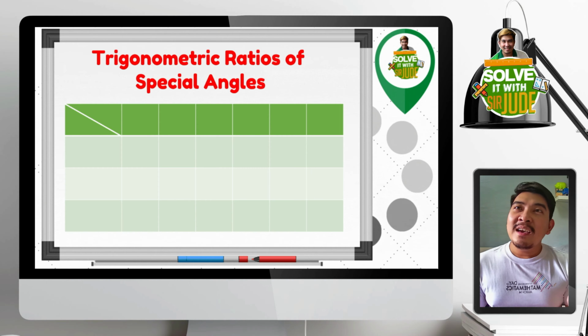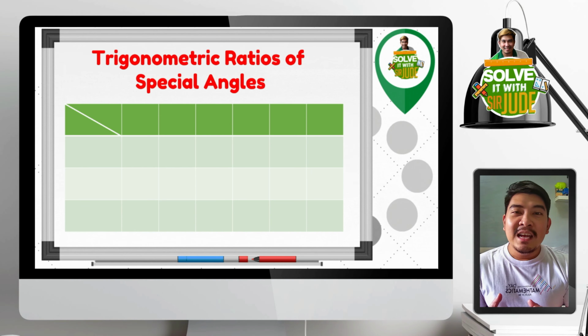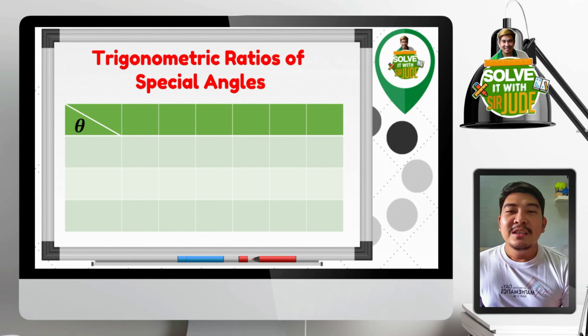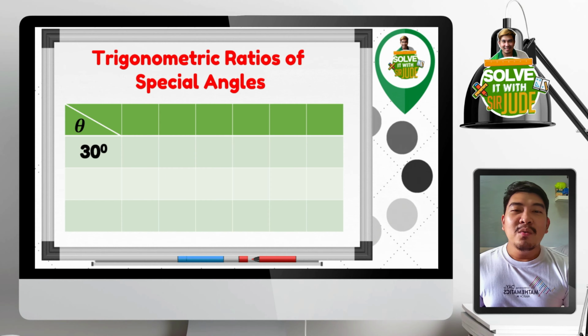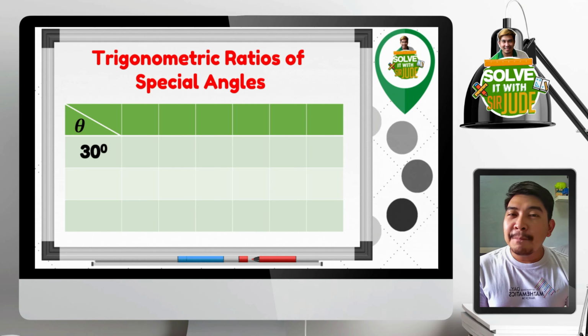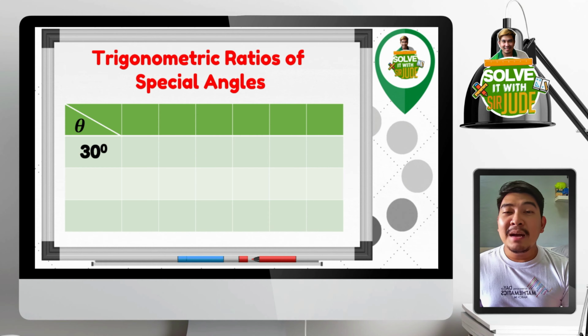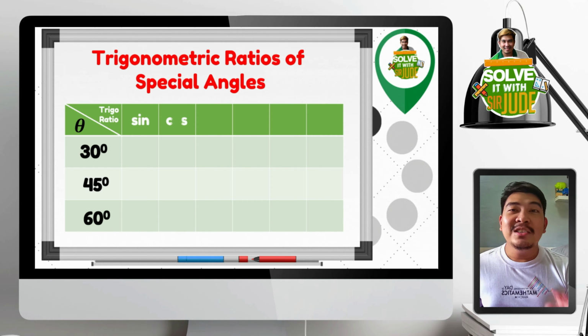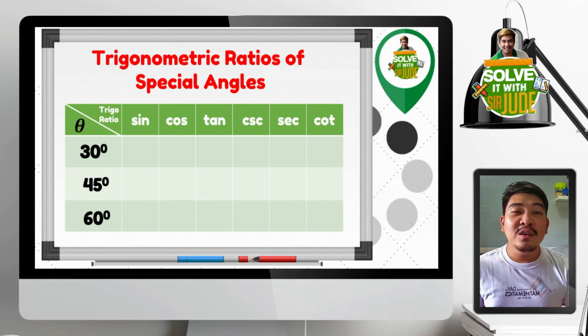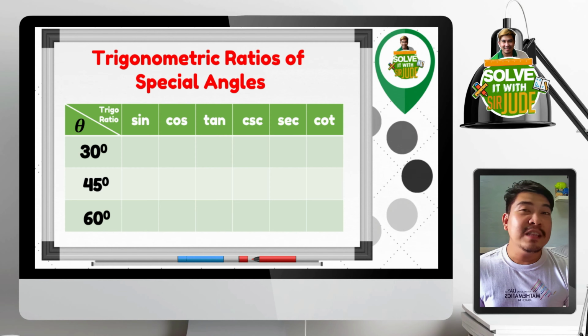So, kahit na gano'ng kalaki or gano'ng kaliit ang triangle, the trigonometric ratios for 30, 45, and 60 will still be the same. So, let us now have a table wherein we will be filling up those blanks, those rows and columns of the trigonometric ratios later. We will be dealing with a 30 degree, 45 degree, and 60 degree angle, and we are going to get the 6 trigonometric ratios: sine, cosine, tangent, cosecant, secant, and cotangent.